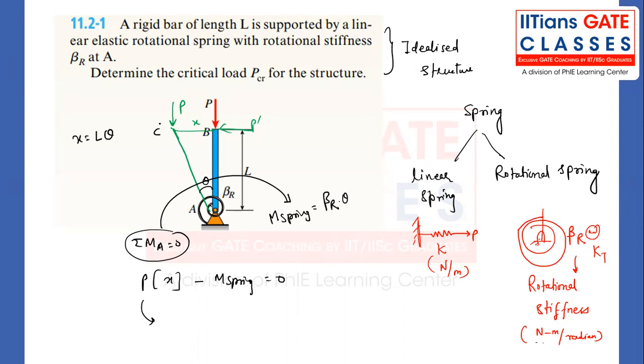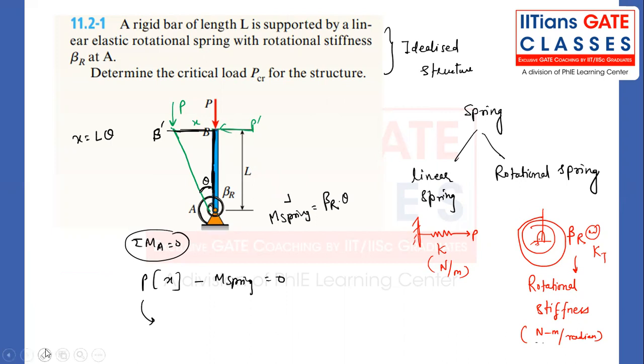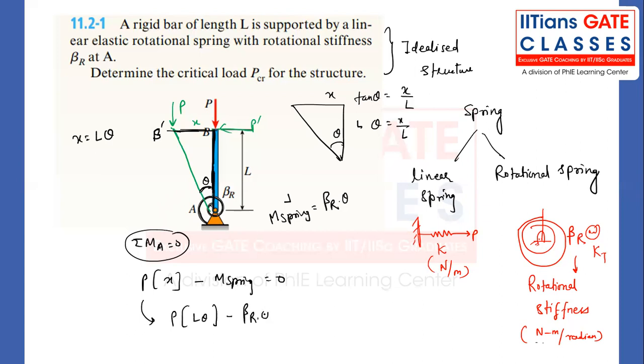When you just focus your attention on C, B dash, B, and this triangle, this is theta. So in this particular triangle, with X and L, tan theta will be what? X by L. So theta will be X by L. So what we are writing? P into L into theta, minus beta r into theta, equal to zero.